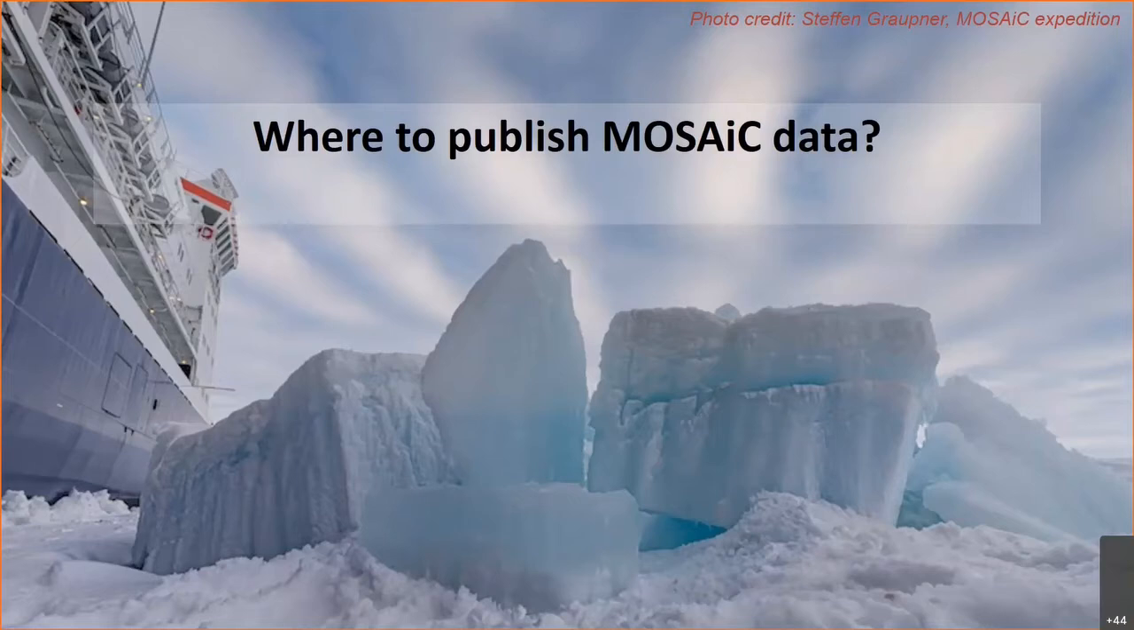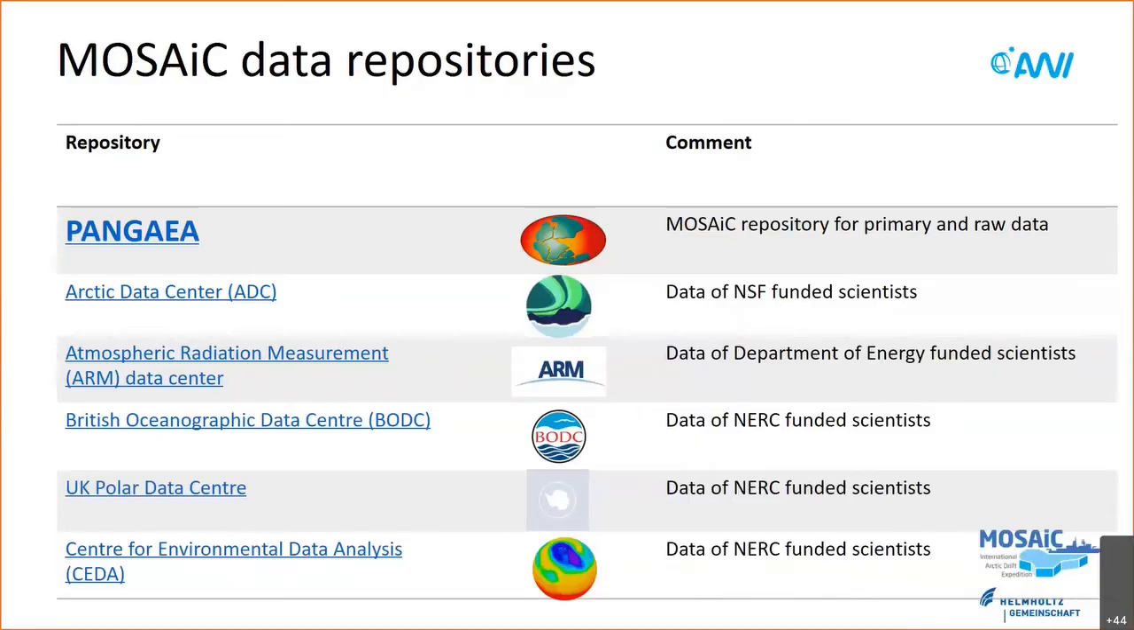And where can you publish the MOSAIC data? We have a look at the list of repositories where Pangaea stands on the top, because Pangaea is the primary repository associated with the MOSAIC project for both raw and primary data. But the data policy allows exceptions. So we have several repositories with which the MOSAIC project board signed an agreement. So these are all certified and approved repositories who can guarantee FAIR principles.